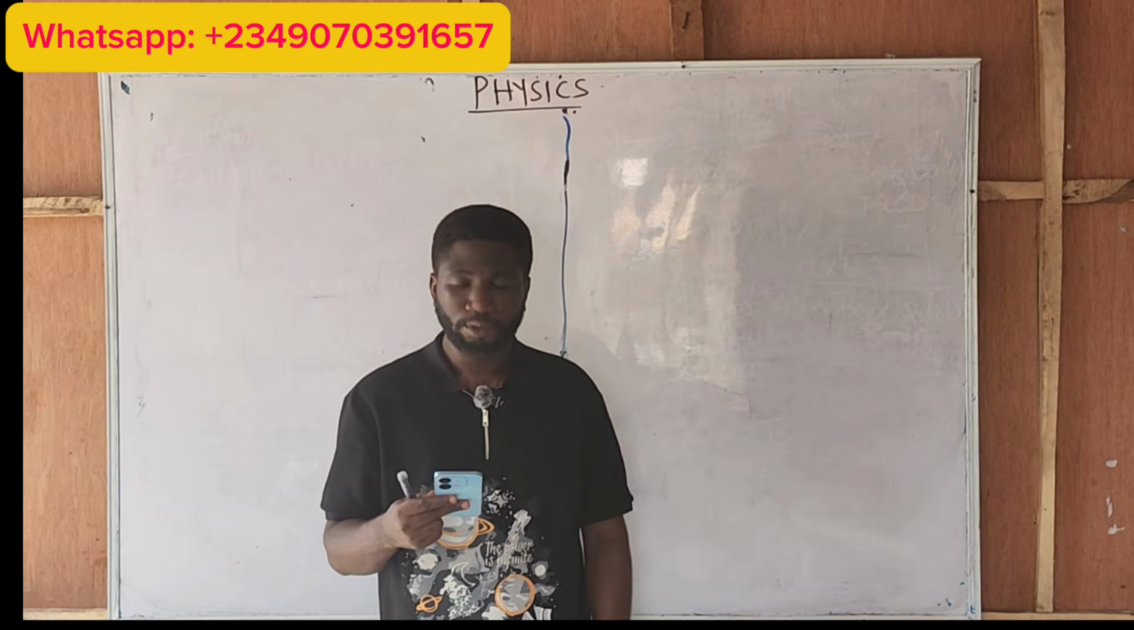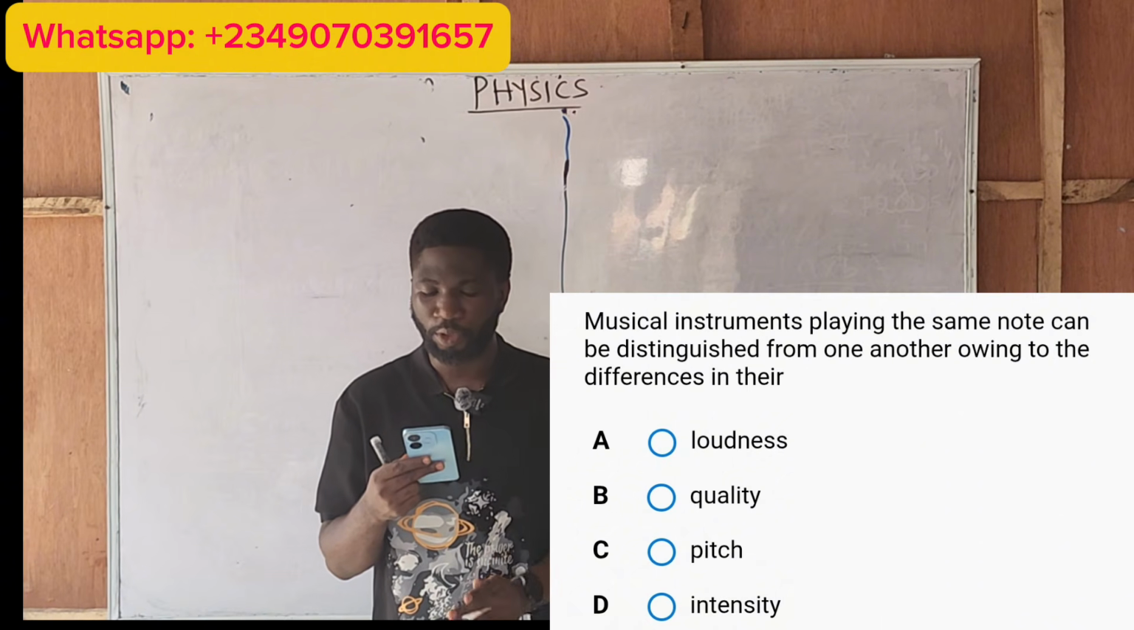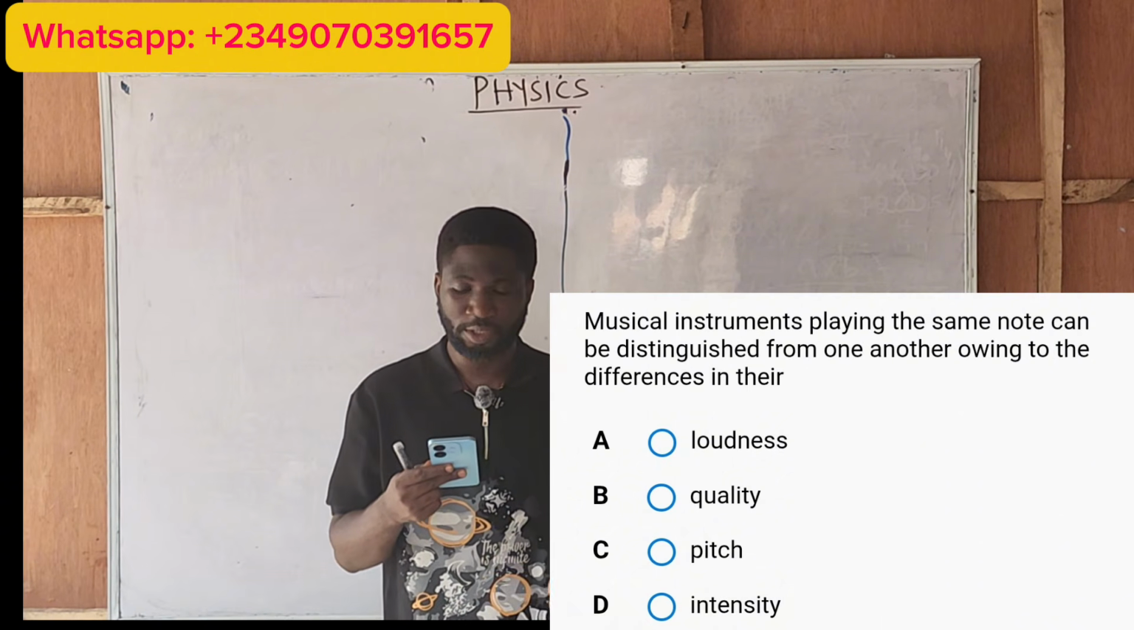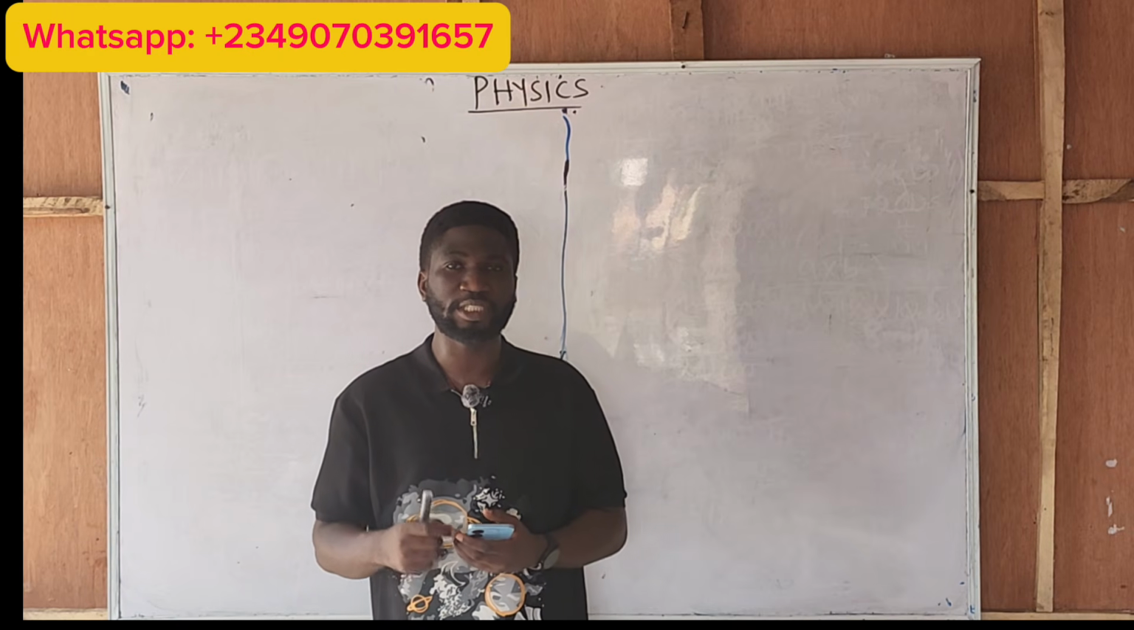Alright. So the next question says, musical instruments playing the same notes can be distinguished from one another owing to the differences in their dash. So the right answer here is known to be quality. The right answer there is quality.